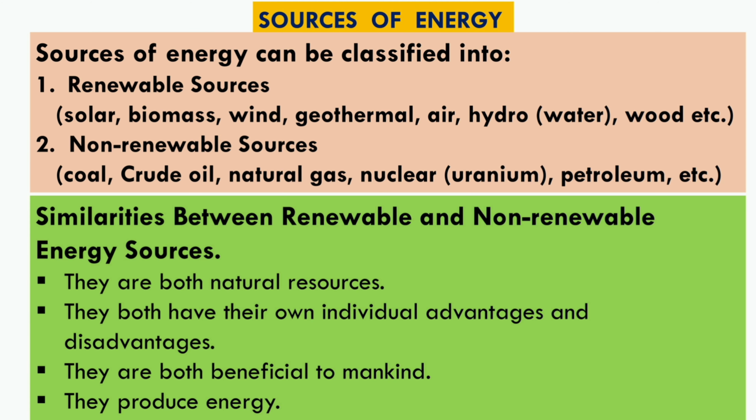Sources of energy. The sun is the main source of energy on earth. Other energy sources include coal, geothermal energy, wind energy, biomass, petrol, nuclear energy, and many more. Energy is classified into various types based on sustainability as renewable sources of energy and non-renewable sources of energy.